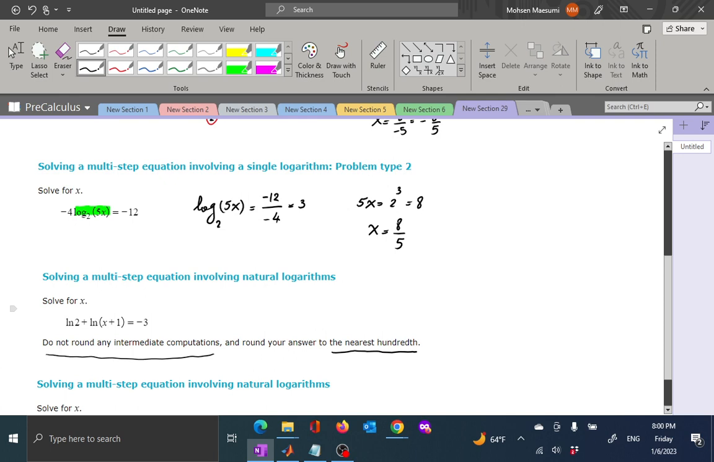So how do we approach this? First, we say we have a logarithm and another logarithm.